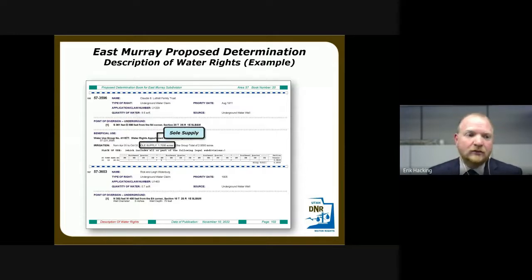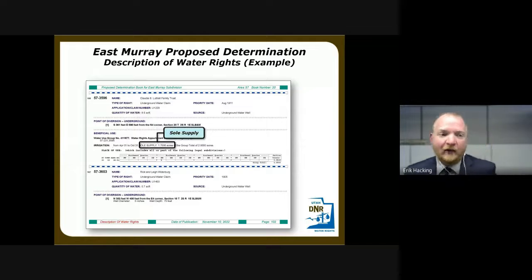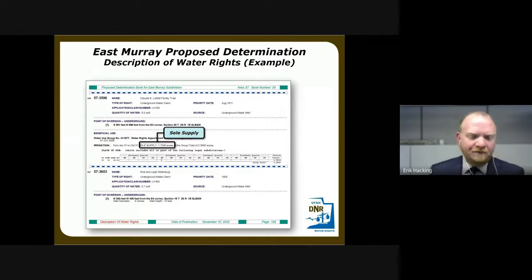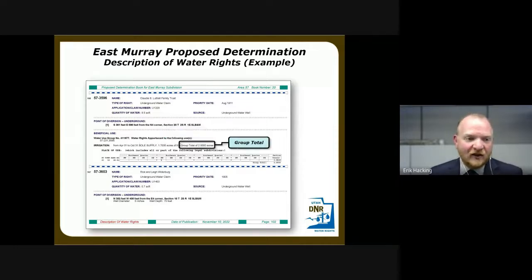All right, now here is the sole supply for a water right. This is the amount that is only supplied by this water right. As you can see with the group total, we have a higher number. That's because these two rights, the 57-231 and 3596, combine for a group total of 2.95 acres.